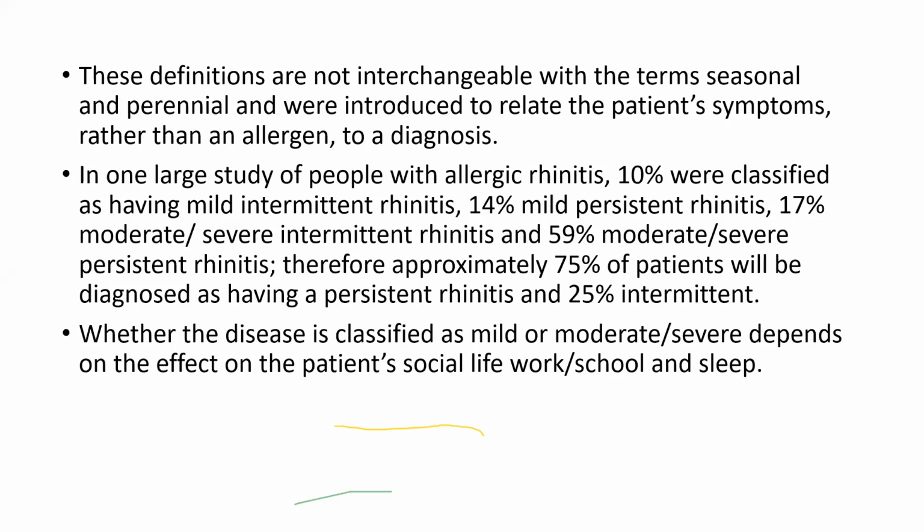And based on my last study, I'm not going into details of the study, but at the end of the day, approximately 75% will be diagnosed as having persistent rhinitis and 25% has got intermittent. So in the new terminology in allergic rhinitis, intermittent is 25% of people and 75% of people have persistent rhinitis. You can classify as moderately severe, moderate to severe, depending upon what we have already dealt with. We have dealt with this particular line.